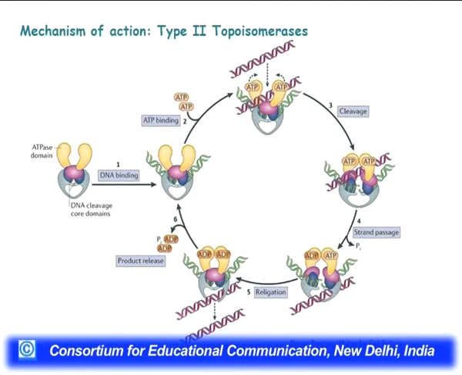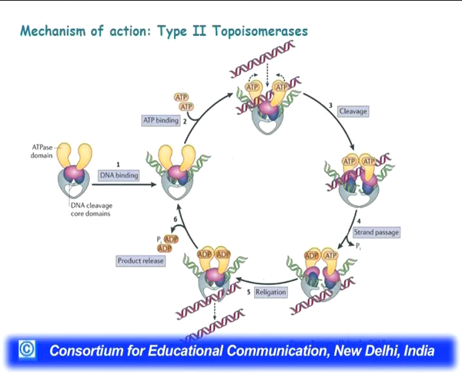If you look at it, it starts from the left hand side, that is the enzyme, and the enzyme has two conformational places. One is the ATPase domain, because as I told you, topoisomerase 2 requires energy, it requires ATP. So, that is the ATPase domain where the ATP will bind and be cleaved to provide energy, and then there is a DNA cleavage core domain.